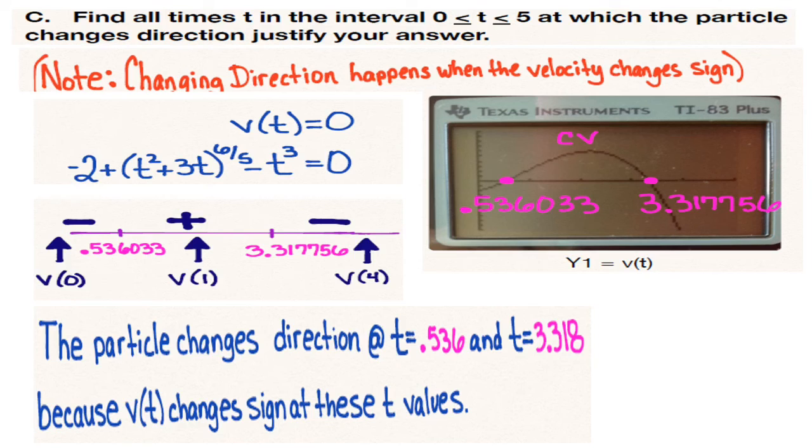Okay, the points awarded, we had 1 point for setting the velocity equal to 0. We got another point for getting times 0.536 and 3.318, and a third point for the justification, which was V of t changes sign at these t's, or at these times.